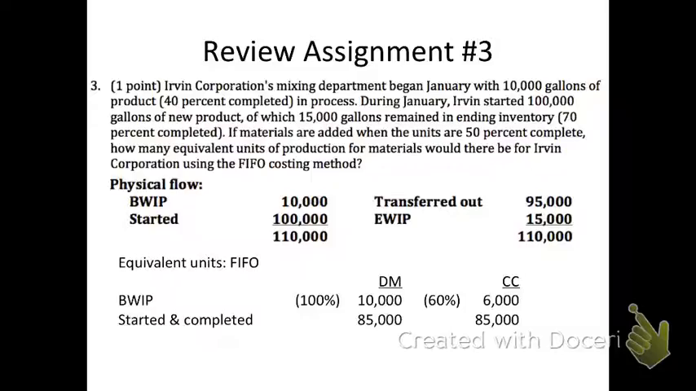Then I think about ending work in process, which is 70% complete. I converted those 15,000 gallons 70% through my process, which means I've passed the 50% mark. So for those 15,000 gallons, all of the materials in my department have been added this period. I include 100% of those for materials, and then 70% for conversion. So the answer to this question, the equivalent units for materials, is a total of 110,000.